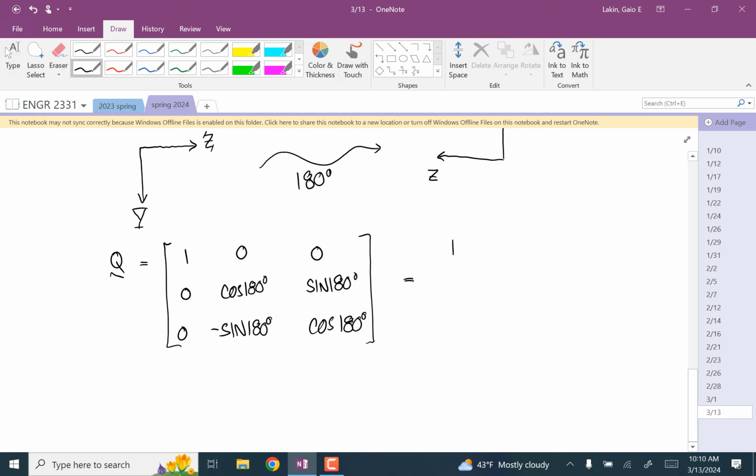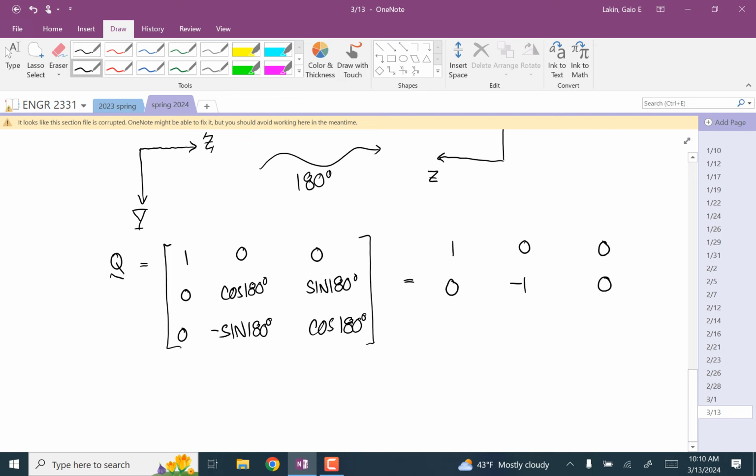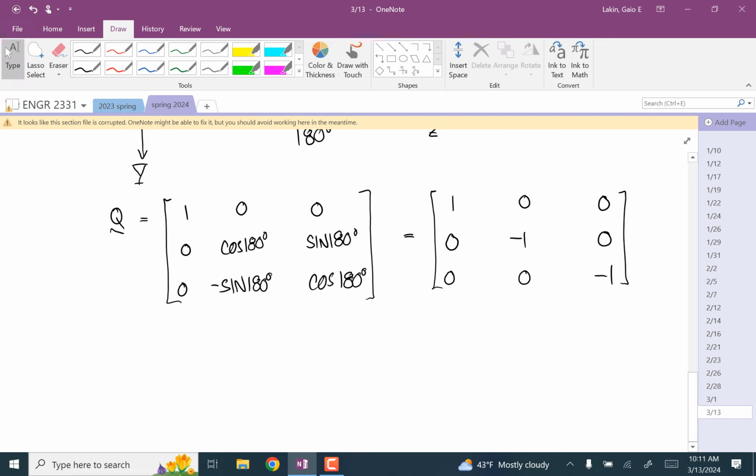And so this is 1, 0, 0, 0, negative 1, 0, 0, 0, negative 1. Okay, and so now our stress tensor is Q times the stress tensor in the capital coordinate system times Q transpose.